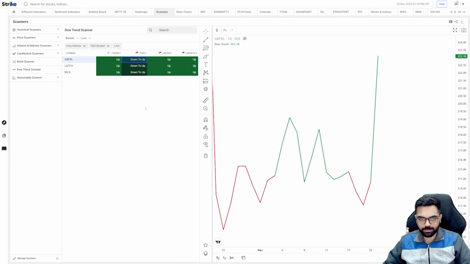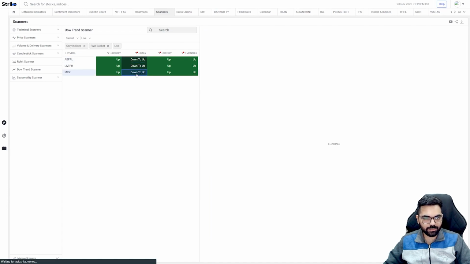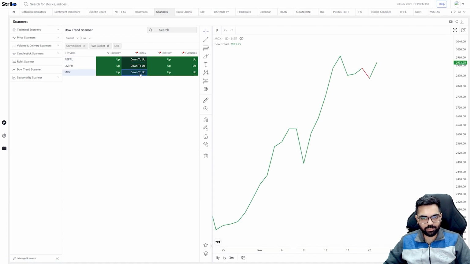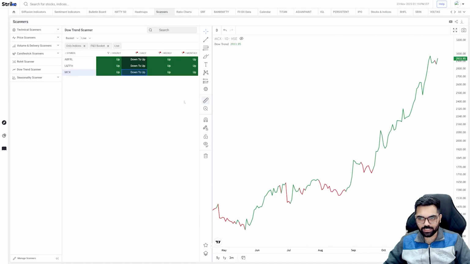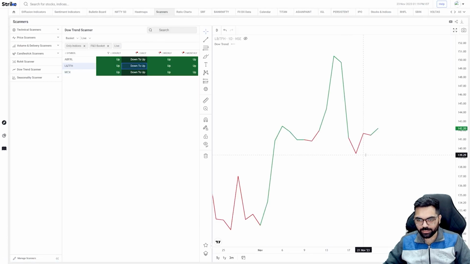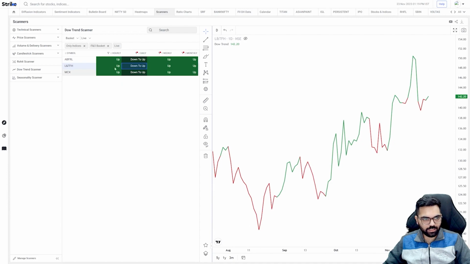So for today's session, I'm getting 3 results only. What it means is these stocks had larger trend already up, but the daily time frame is hinting at a small reversal. So one can look to go in the direction of the trend. Now you can see this is L&T Housing Finance.